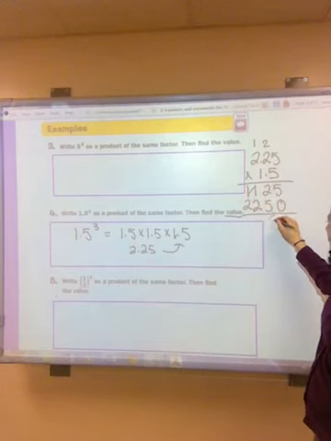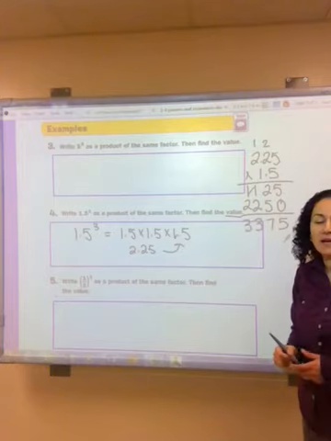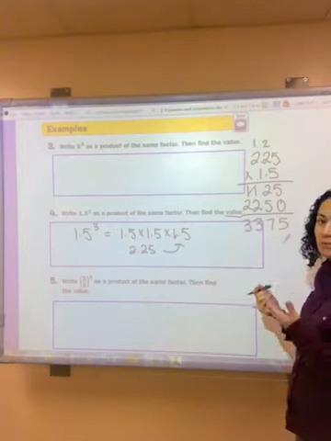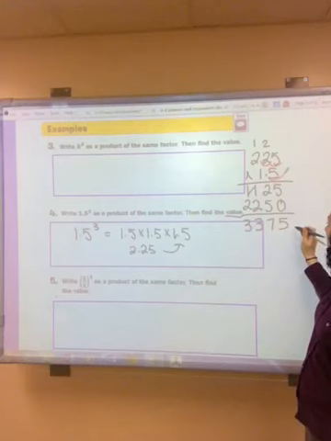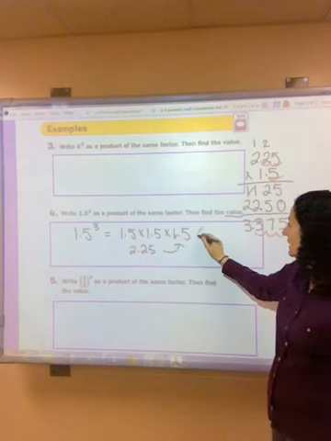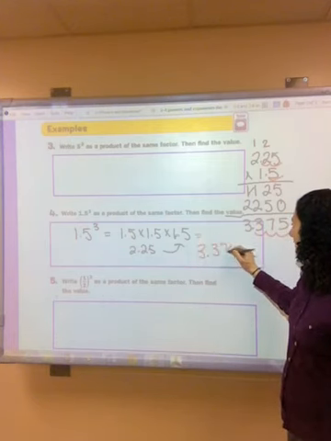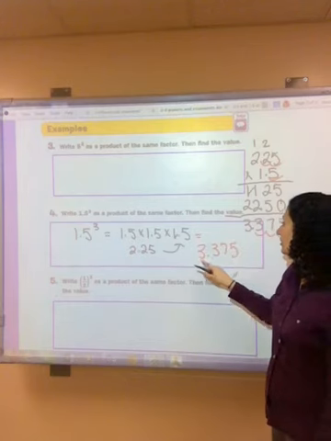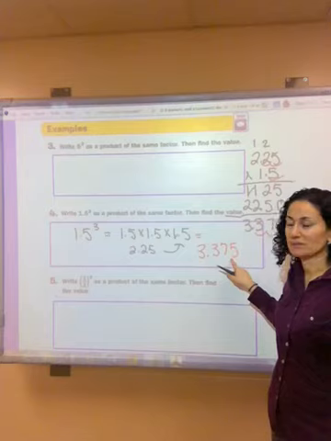Add them up, carefully lining up my numbers. And then I count the numbers behind the decimal point in the numbers I was multiplying. So there are 1, 2, 3. So I go to my answer, my product, and I count 1, 2, 3. That means my final answer here is 3.375, or 3 and 375 thousandths.